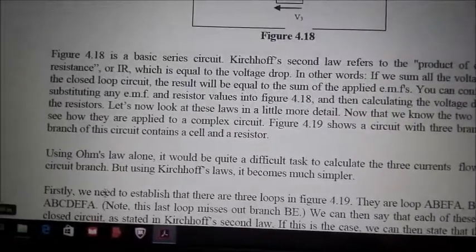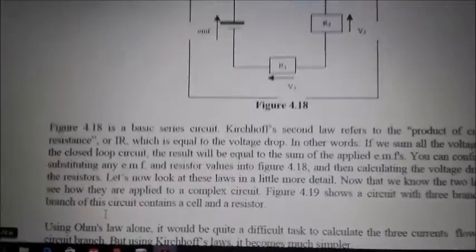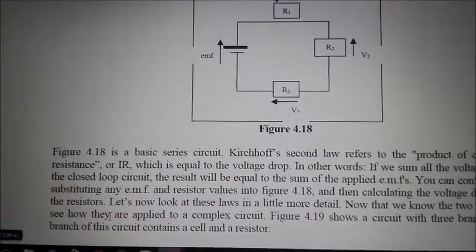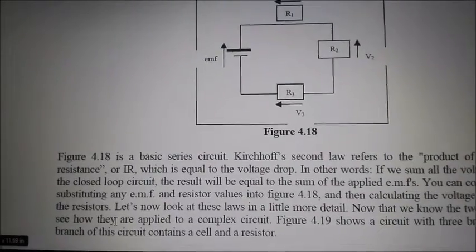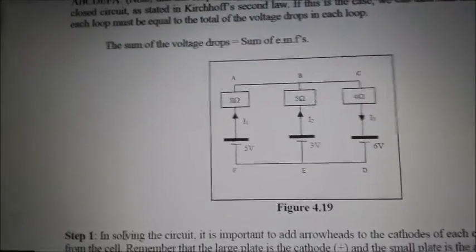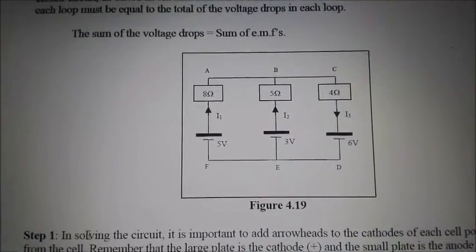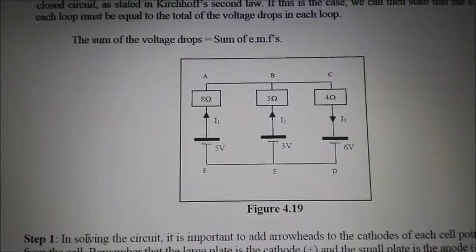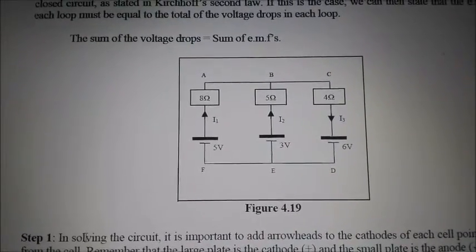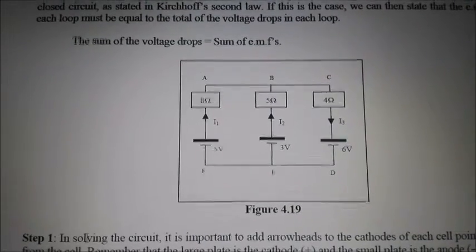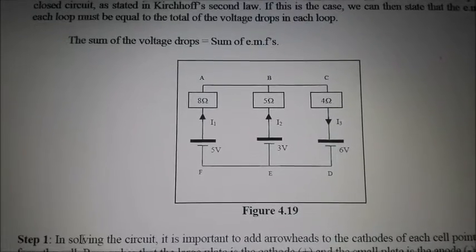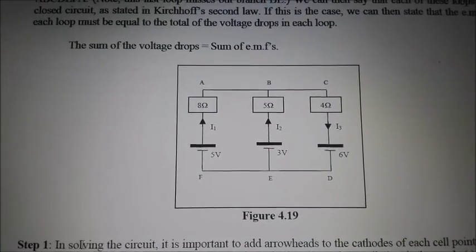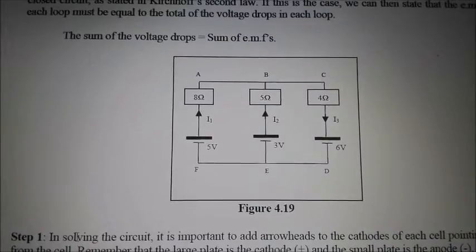So figure 4.18 basically just shows the second law and the product of current and resistance and what it explains. But let's jump to this image here, 4.19. Again, you remember Kirchhoff's second law states the sum of the voltage drops plus the sum of the EMFs in a closed circuit equals 0, which basically means that the sum of the voltage drops will equal the sum of the EMFs in terms of an equation.